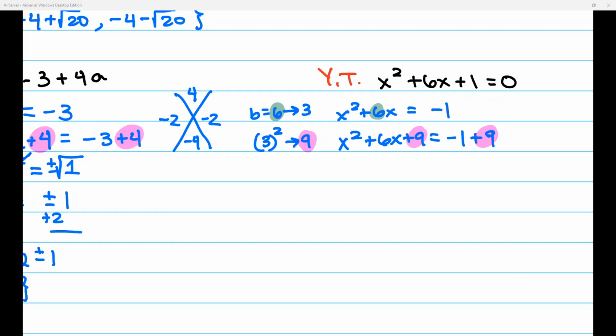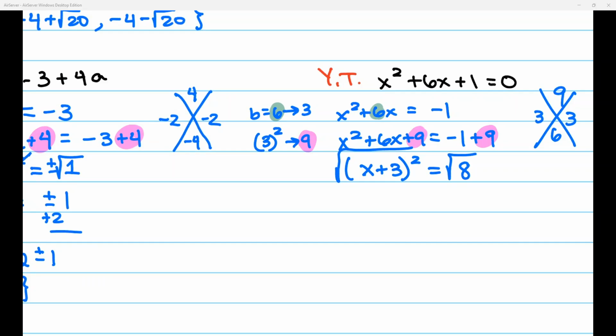If you did this correctly, this should be factorable. I need two numbers that multiply to 9 and add to 6. That's going to be 3 and 3. Because I'm going to have two of them, this is going to be an x plus 3 squared is equal to 8. Again, I know I'm going fast, but that's because you should have already done a lot of this stuff.